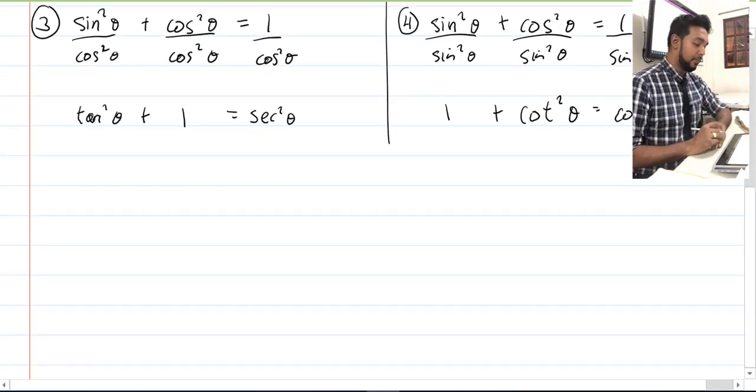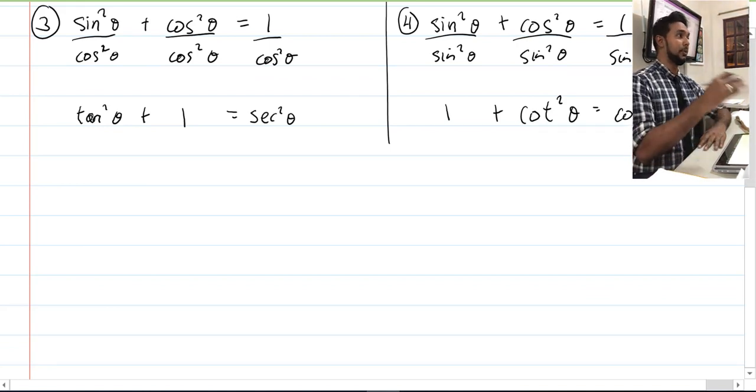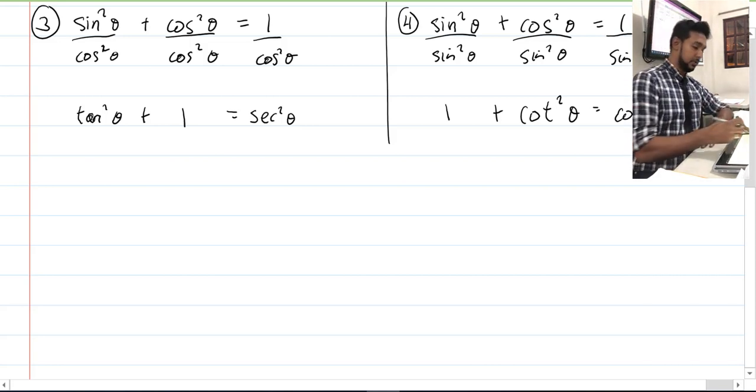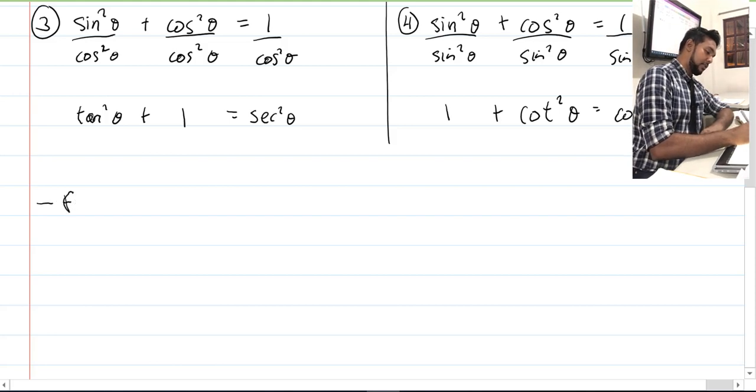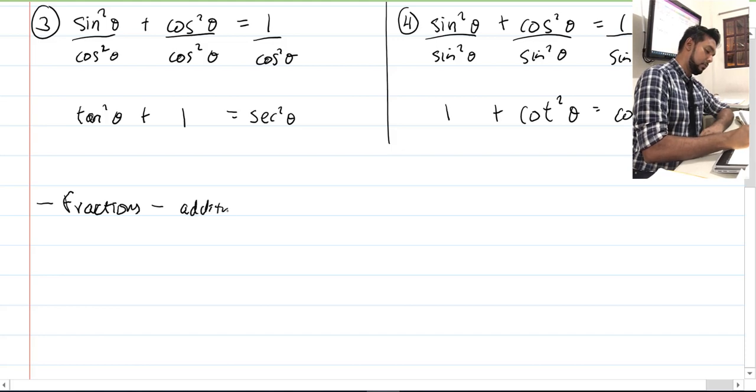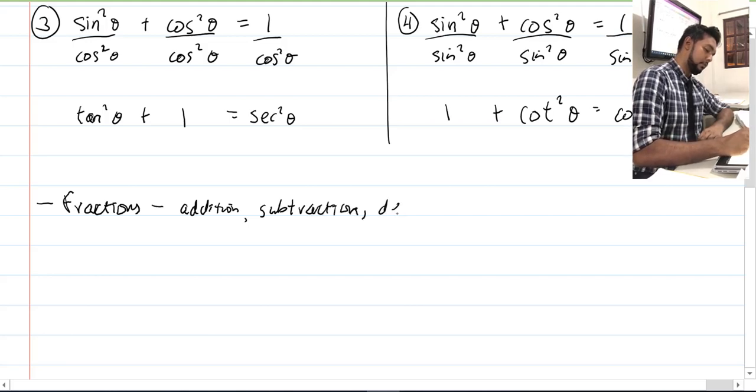All right, now a couple of tricks you should know when you're dealing with the identities. A lot of times there are some fraction questions and you have to know how to decompose fractions. A lot of times you'll find difference of 2 squares. So let's just jot that down. So fractions: addition, subtraction, decomposing.